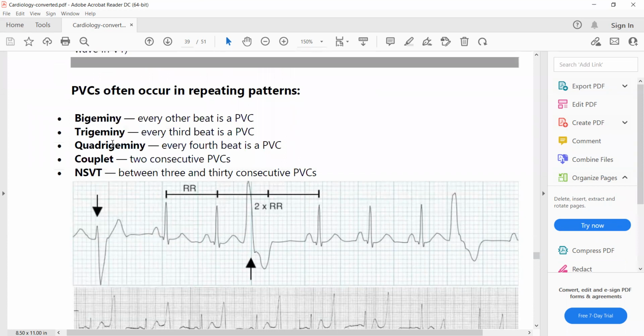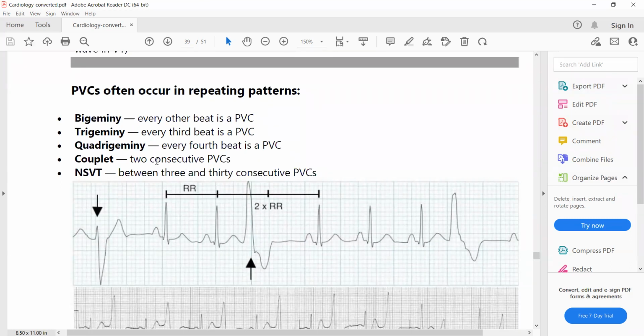And if every third QRS complex is a premature beat, then it will be known as trigeminy. If every fourth beat is a PVC, then it will be known as quadrigeminy. And if there are two consecutive PVCs, then it will be known as a couplet.